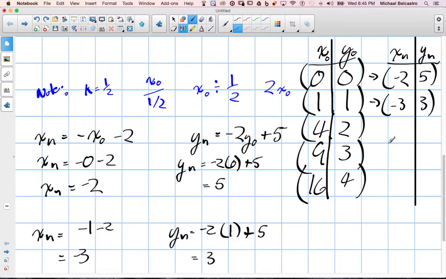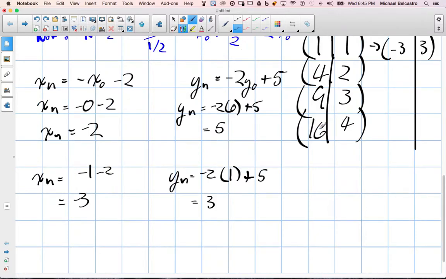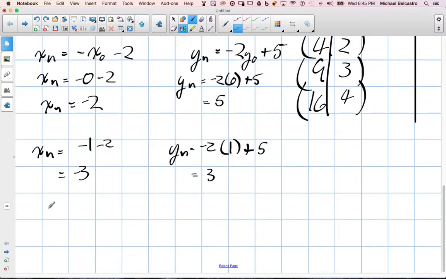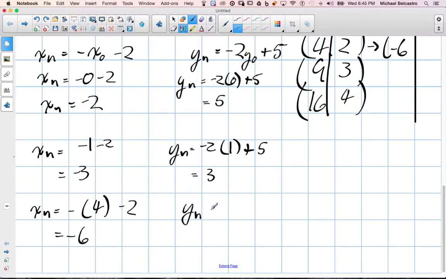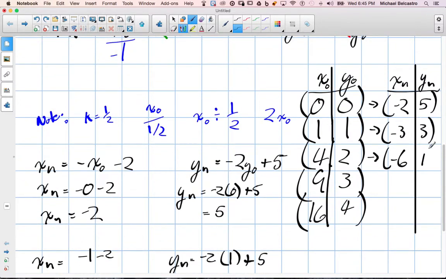Now, it won't give you every coordinate, but you can connect the dots when it comes to the next part. So we'll do 3 of them just to prove that they fall. The next one is 4, 2, which is good. So x new is equal to negative 4 minus 2. So we get negative 6 here, assuming I'm doing the computations right in my head. Negative 2 times 2 plus 5. That's going to be negative 4 plus 5, which is just 1. So negative 6, 1. Okay, so I've done 3 of them.